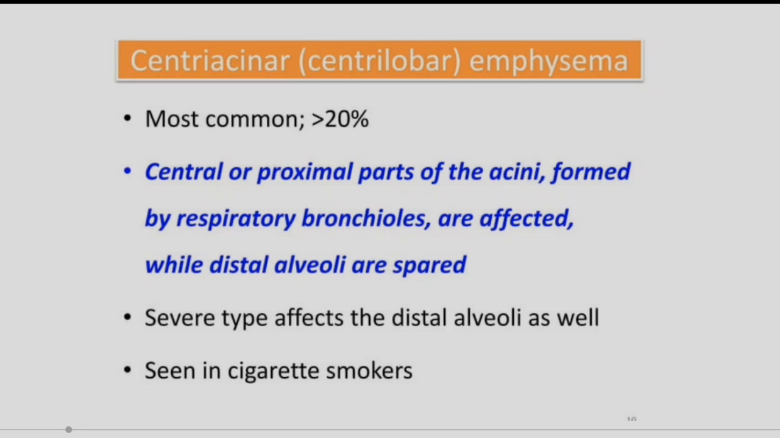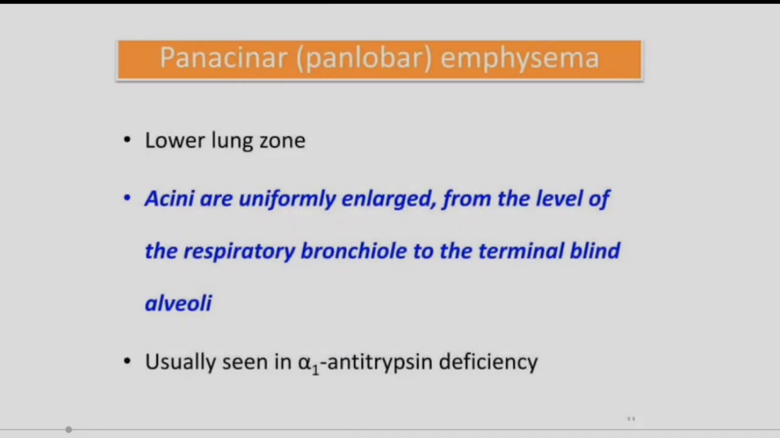Centriacinar is common in more than 20% of emphysema cases, and here the central portion of the acinus is going to be affected, which is formed by respiratory bronchioles. Okay, and it is usually caused by cigarette smoking, and if it is too severe, it can lead to alveolar sac problems.